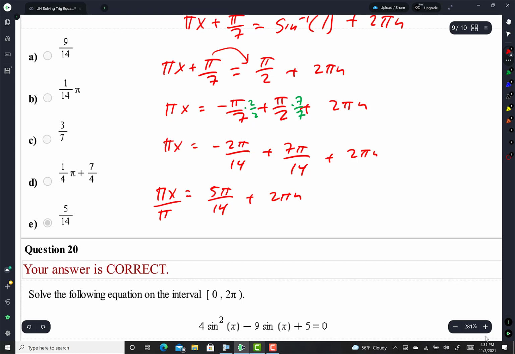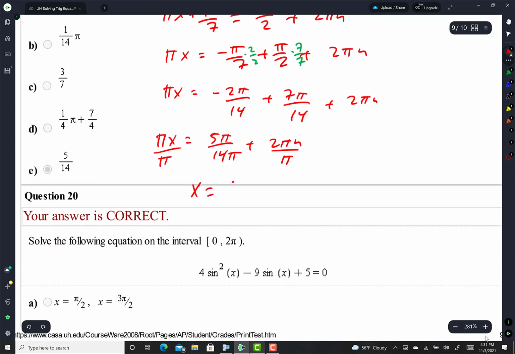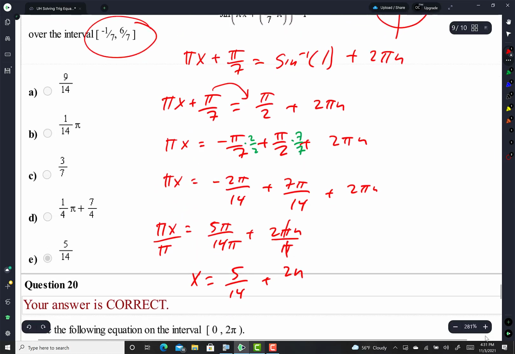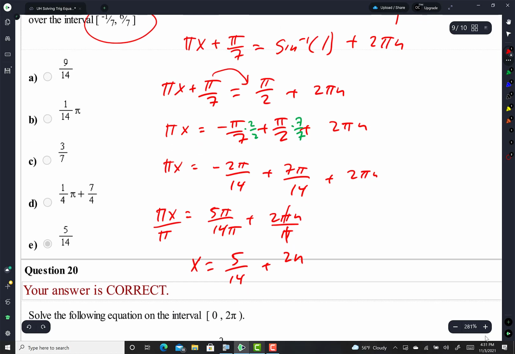Divide by pi, divide by pi, divide by pi. So x equals 5 over 14 plus 2n, because the pi's cancel out right here. Because my domain is between negative 1/7 and 6/7, 5/14 has to be my only answer, because plus 2 will take me outside the domain. Subtract 2 will take me outside the domain as well. So 5/14 is the only answer.